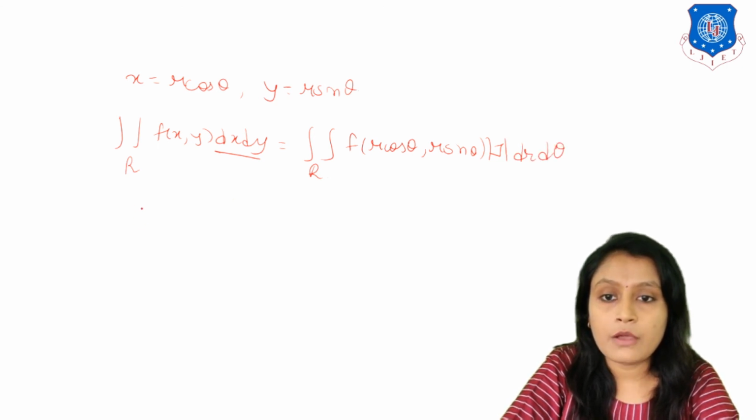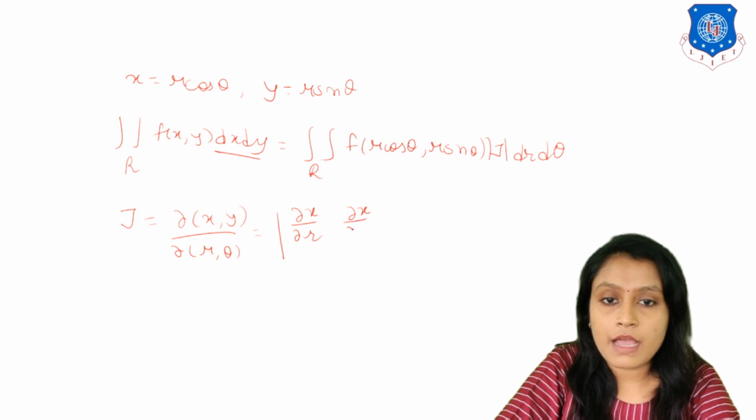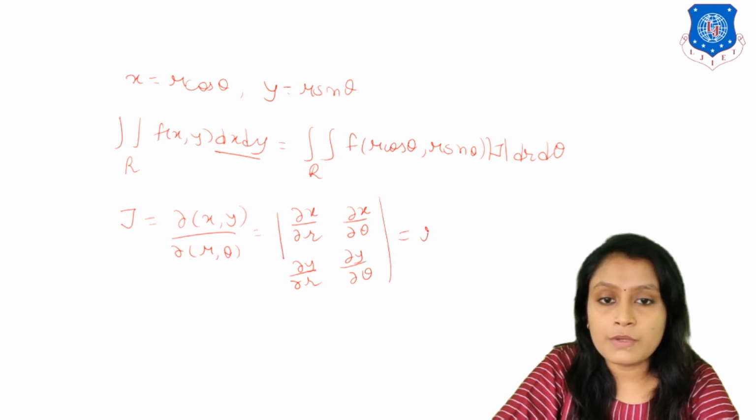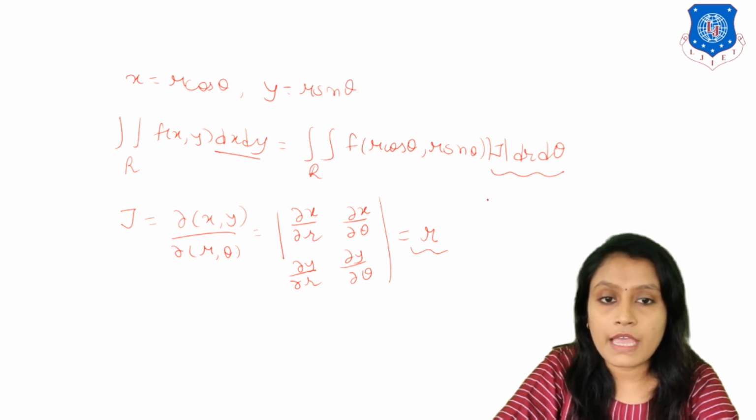Now where J is the Jacobian, that is del x y upon del r theta. And this we can write as the determinant of del x by del r, del x by del theta, and del y by del r, del y by del theta. Simplify this and you will get the answer as r. So this integration will convert to r dr d theta.